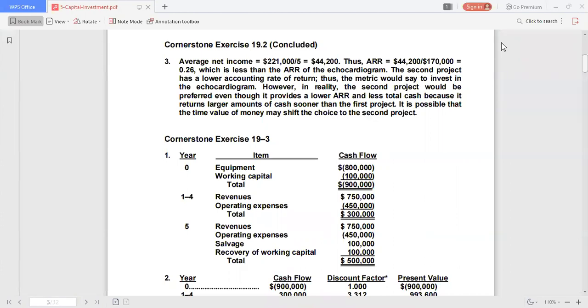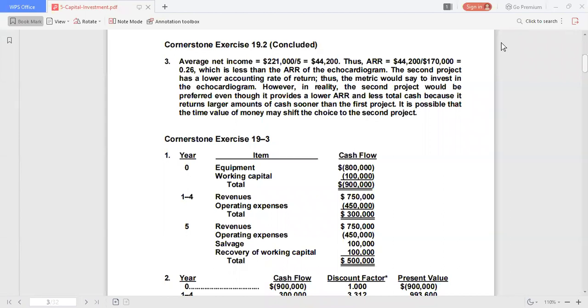So the net cash inflow for years 1 to 4 is 300,000. And as of year 5, the last year, there are still the same amounts of revenues and operating expenses. However, at the end of the life of the project, the fixed asset will have a salvage value equal to 100,000. That becomes a cash inflow as you'll be selling the asset. And as stated, the working capital of 100,000 will be recoverable at the end of 5 years.